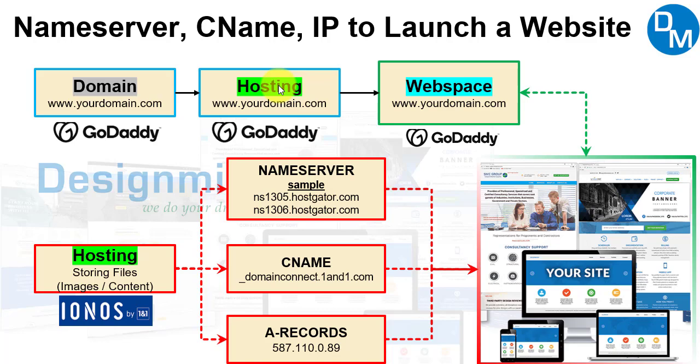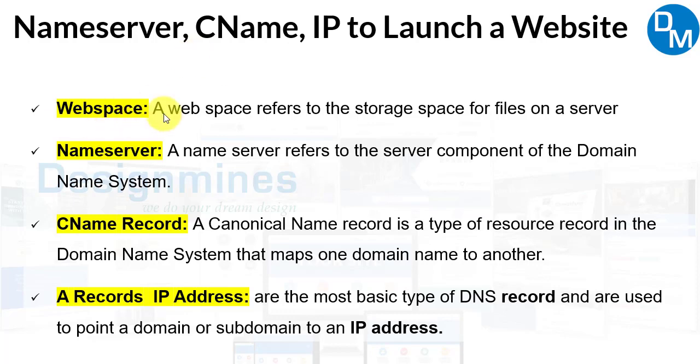To launch the website there are four types of ways that you can launch your website. One is web space, another one is name servers, another one is CNAME, another one is A record. So let me explain in detail what is web space, what is name server, what is CNAME, and what is A record. A web space refers to the storage space for files on a server.